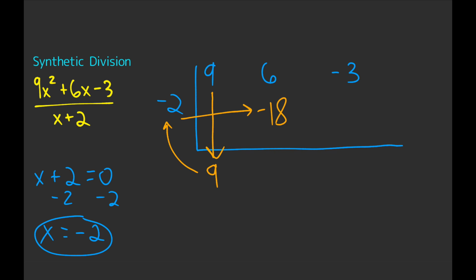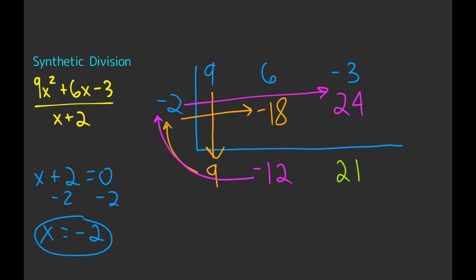And then we are going to add the 6 and the negative 18. Well, adding a negative is the same as subtracting. So we're going to do 6 minus 18, which will get us negative 12. Now we're just going to rinse and repeat. So we're going to take this negative 12, multiply it by negative 2, just like we did with the 9. So negative 12 times negative 2 is positive 24. So we're going to put that positive 24 under our next term, which is negative 3. So positive 24. And then we are going to add negative 3 and positive 24. And it'll get us 21.